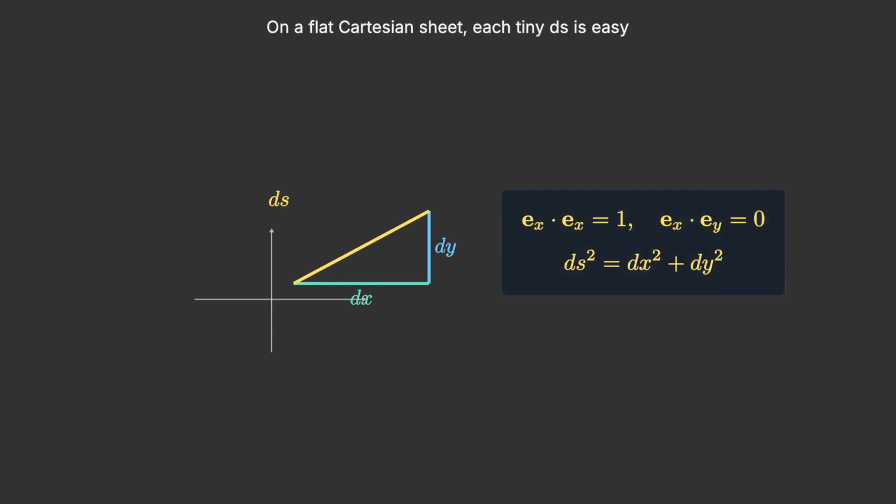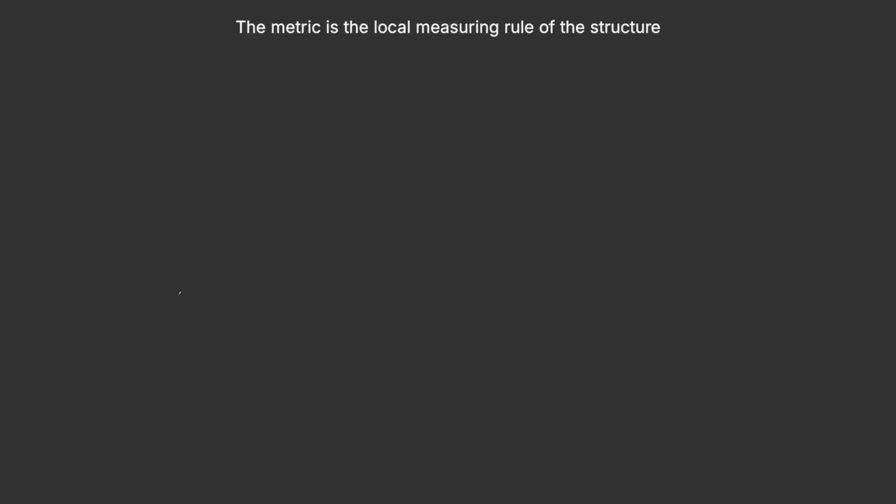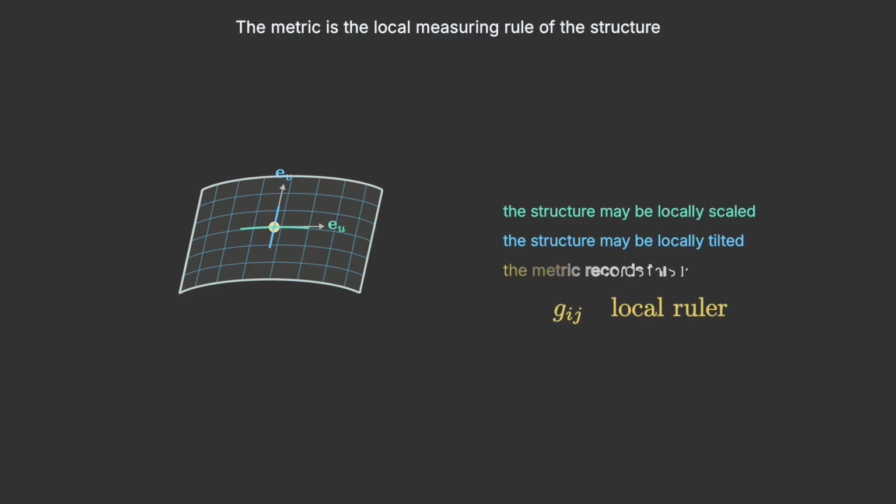On a flat Cartesian sheet, each tiny ds is easy to compute. The axes are perpendicular. The units are equal, so locally we get Pythagoras. ds squared equals dx squared plus dy squared. On a curved surface, the same idea survives, but the local ruler can change. The structure may be locally scaled. The structure may be locally tilted. The metric records this internal measuring state. It does not mechanically force the surface.